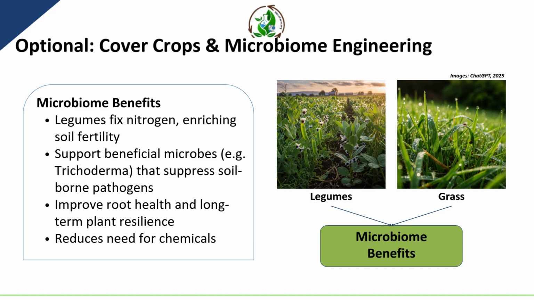Legumes, like clover or vetch, can fix nitrogen from the atmosphere and add it to the soil, boosting fertility for the next crop. Grasses, such as ryegrass, help protect soil structure, reduce erosion, and keep nutrients from washing away. Some support beneficial microbes, such as Trichoderma, which help suppress soil-borne pathogens. Together, these plants support a rich microbial community in the root zone, that is, the rhizosphere, which in turn helps future crops grow stronger and healthier. So cover crops are like a living investment in soil health and microbial diversity between cash crops.